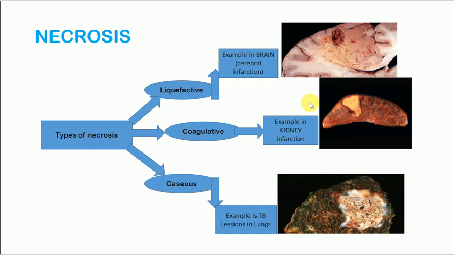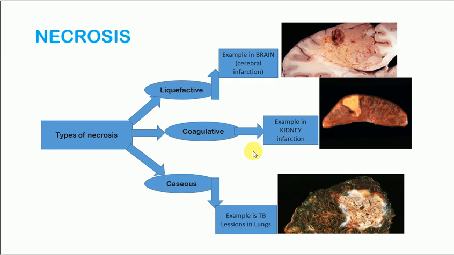For coagulative necrosis, an example is kidney infarction. As we see, this is an infarcted area in the kidney. That is coagulative necrosis, and this occurs mostly in hard organs like the kidney. In coagulative necrosis, we have to know that the architecture of the affected organ is still preserved. As we see, the architecture of the kidney is still preserved even with the infarction. But in the brain, the architecture of the organ is affected. We see liquefaction, dissolution of part of the brain.